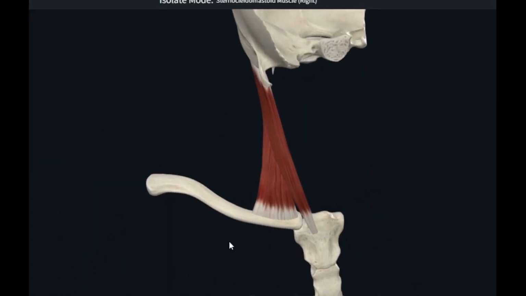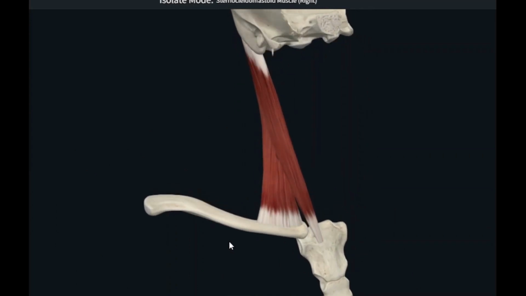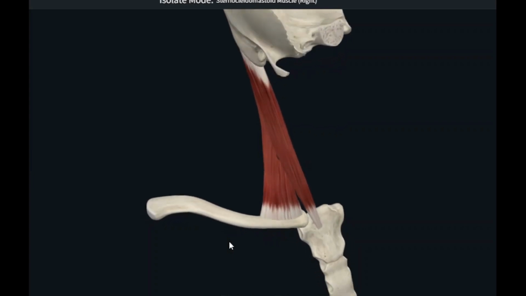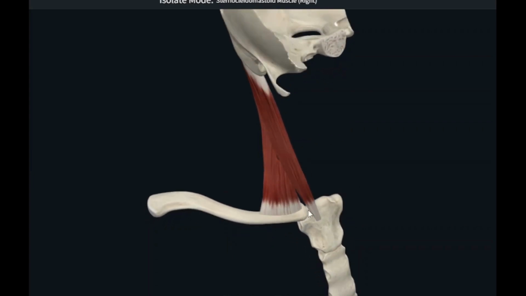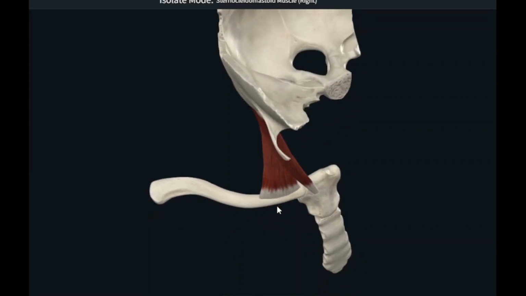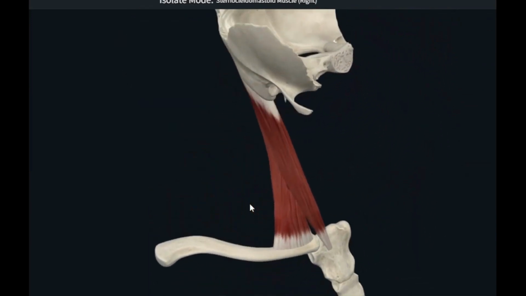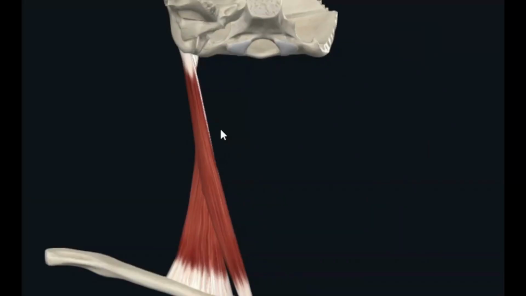Sternocleidomastoid muscle. Sternocleidomastoid muscle takes its origin from two parts. It has two heads, that is sternal head and clavicular head. Its sternal head takes its origin from the manubrium of the sternum, while its clavicular head takes its origin from the superior surface of the clavicle. As I don't want to frustrate you, I have decided not to mention the action of sternocleidomastoid muscle, because its action is a little bit complex, so let's skip it.